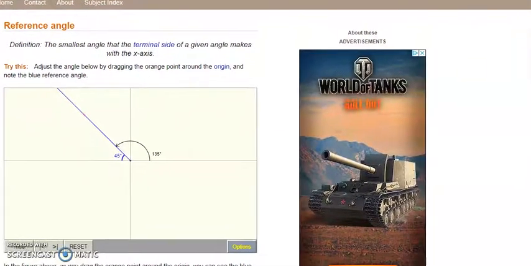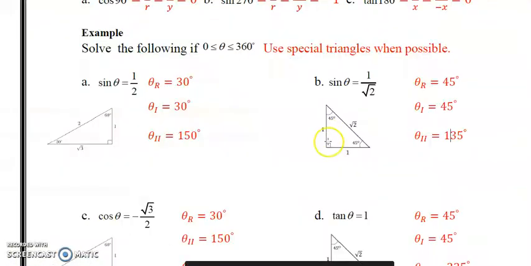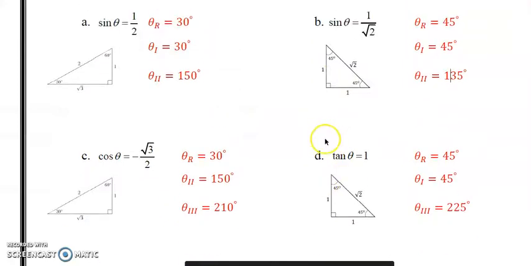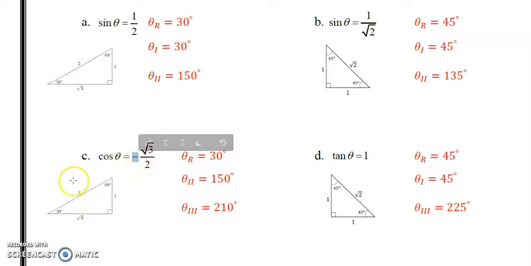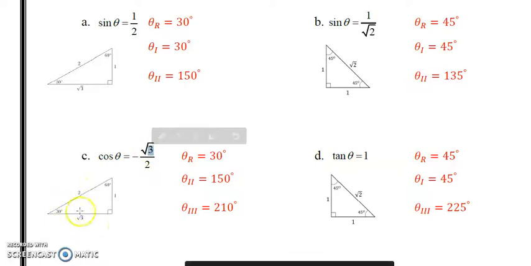mathopenref.com. Okay, a neat little way of working. So cos theta is root 3 over 2, but it's negative. When we have the square root of 3, you know you're dealing with the special triangle 30, 60, 90. The negative doesn't make a difference, so I basically hide the negative for now. That'll get our reference angle, so don't even look at that at this point.